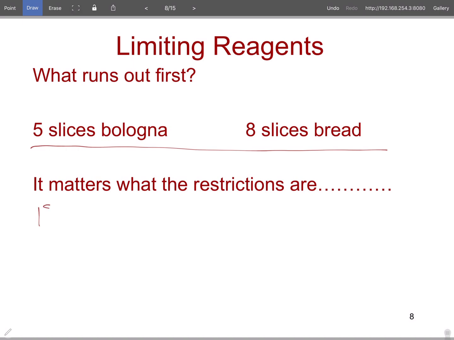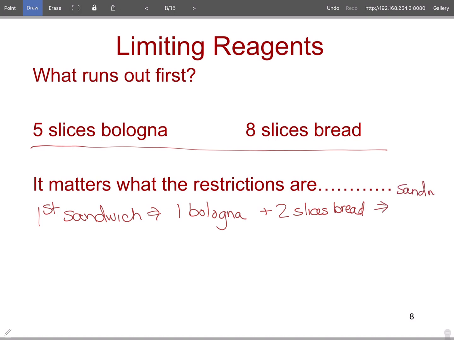So the first sandwich I want you to make is composed of 1 bologna slice plus 2 slices of bread. Then how many sandwiches can you make? Well, you can make 4 sandwiches, assuming I can spell sandwich. 4 sandwiches, okay? And the bread runs out first. So in the first case, in your first sandwich, your limiting reagent is your bread.